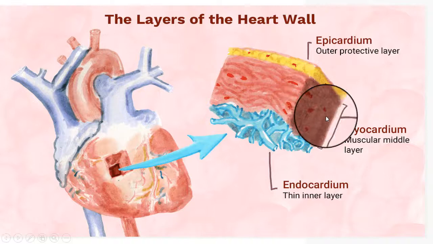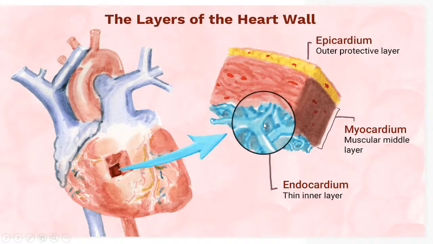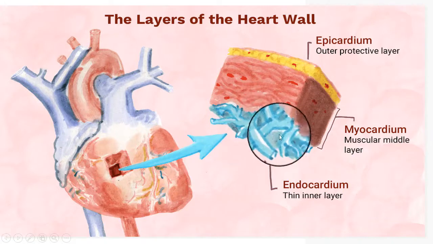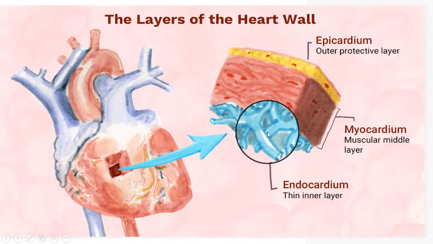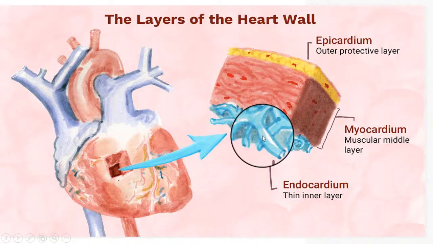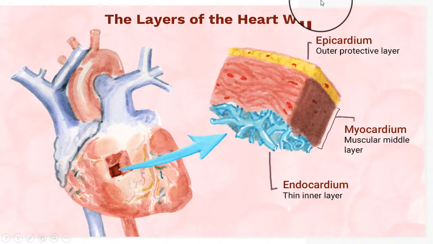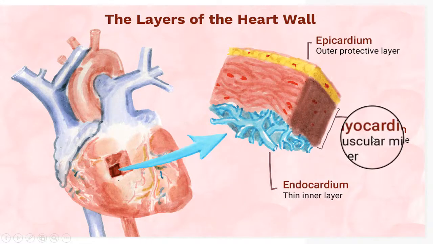Thirdly, endocardium. Endocardium lines the inside of the heart and protects the valves and the chambers, which we will study later on. These layers are covered in a thin protective coating called the pericardium. So these are the 3 major layers of tissue of the heart wall.